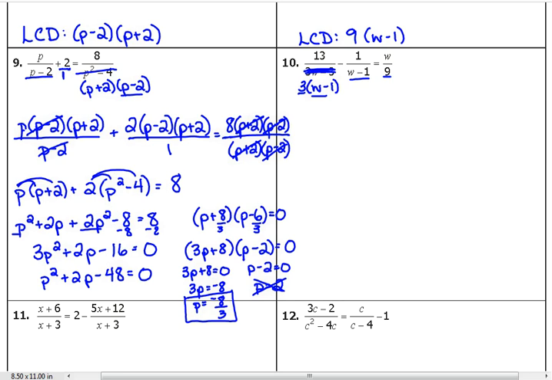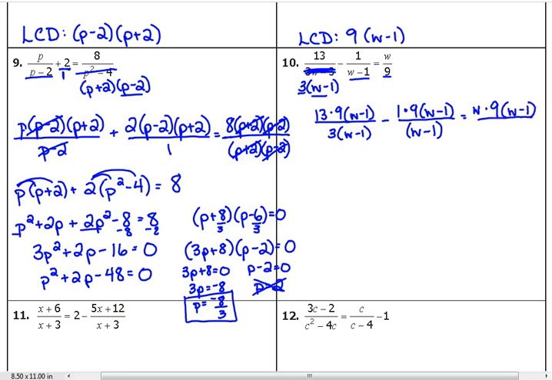Okay, so let's see what we've got here. We've got 13 times 9 times (W minus 1) over 3 times (W minus 1), minus 1 times 9 times (W minus 1) over (W minus 1). I'm going to put it in parentheses just so it looks like what's in the denominator, is equal to W times 9 times (W minus 1) over 9. So all I did was multiply all the numerators by the LCD, 9 times (W minus 1).